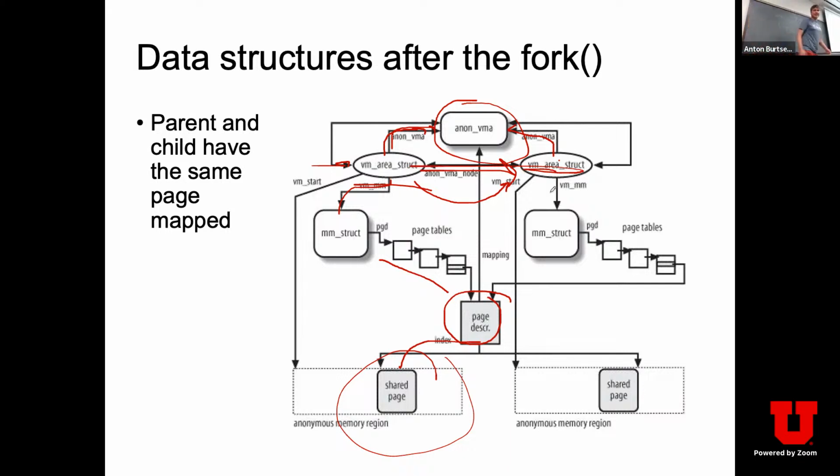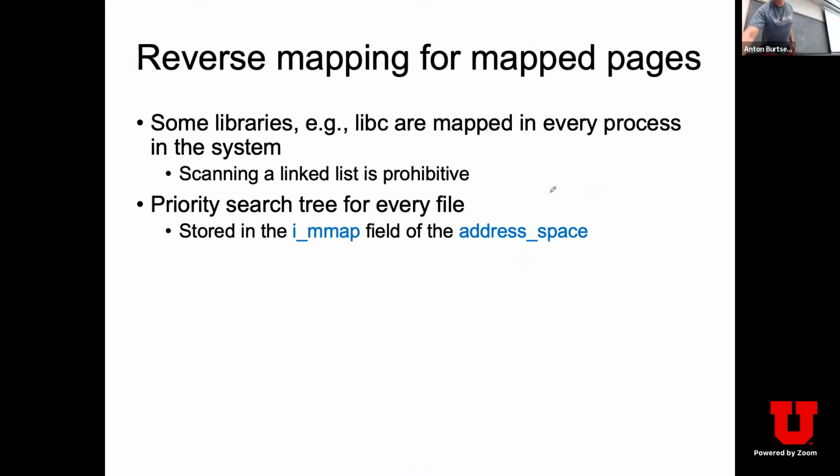That trick works, and it's an okay trick, but it doesn't really work for reverse mapping file-backed areas. The reason is the following. Some libraries like libc are mapped into almost every process in the system. It's very hard to build something without libc. It's possible if you really want, but typically you don't do it. So typically you will have libc, right?